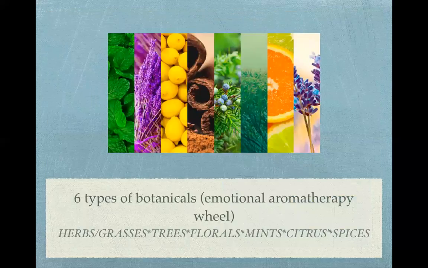So now we are going to move into the 6 types of botanicals. These will commonly be displayed through the emotional aromatherapy wheel. So the 6 different types of plants that we're using are the herbs and grasses, the trees, florals, mints, citruses, and spices. So to dive a little bit deeper into each one of these botanicals and to sort of describe what benefits physically and emotionally that they can bring about, we are going to introduce Nicole.